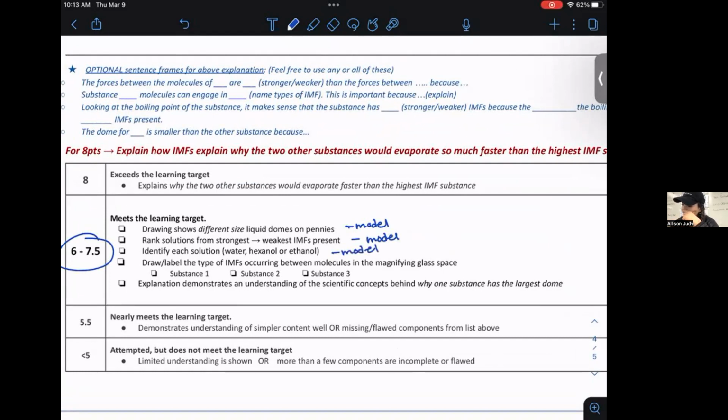You have to identify each solution. And then this is also part of the model. You have to label which solution was substance 1, 2, and 3. And then you have to explain, which is the CER. Okay. And that CER definitely has to include IMF and physical property connections. You have to show me the relationship between them clearly. And of course, you definitely need to use the actual numbers, your data, in your CER.